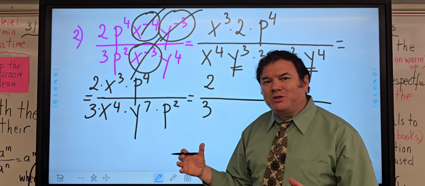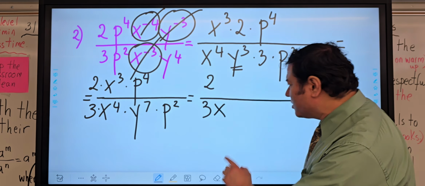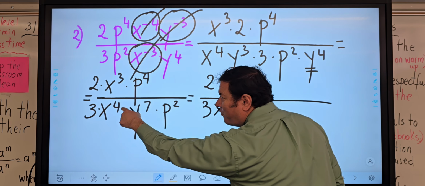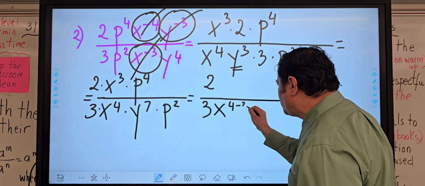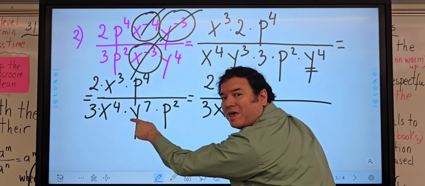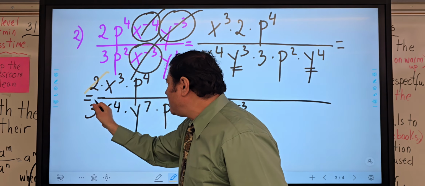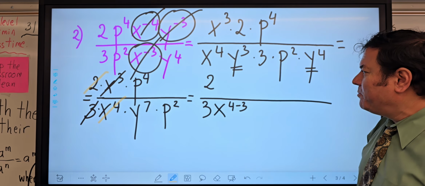So now we are going to use the laws of exponents. Because we have more x's on the bottom, x stays on the bottom, but now we are going to subtract 4 minus 3. So to the power of 4 minus 3, because we have more of them on the bottom, okay? So 2 was done, 3 was done, x's are done now, and let's go for the p, right?